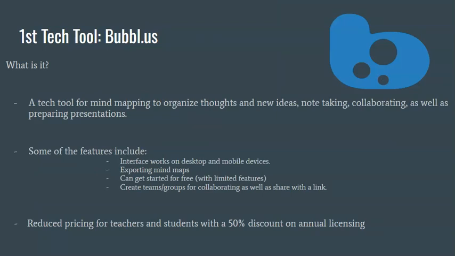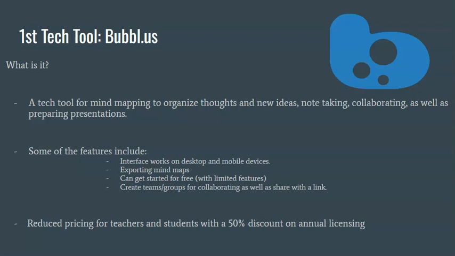So the first technical tool, or web tool, written expression tool, however you want to explain it, is called bubble.us. And this is a tech tool for mind mapping, which is great for organizing thoughts and new ideas, as well as note taking and collaborating, as well as preparing presentations. We don't do any formal presentations in my classes. There are some informal discussions and collaborations that happen, and sometimes a whole group structure. But most of the time, we do a lot of individual note taking here in class.